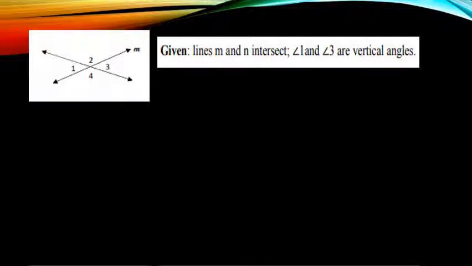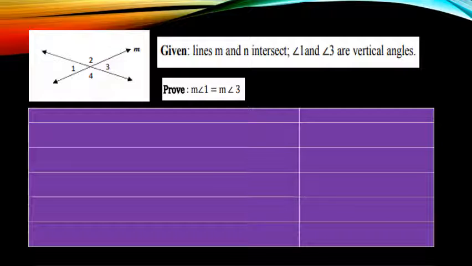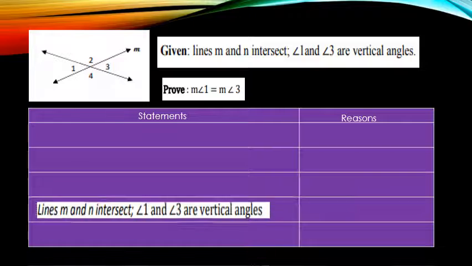This is an example of a two-column proof. We have the given: lines M and N intersect, and angle 1 and angle 3 are vertical angles. We have to prove that m angle 1 equals m angle 3. So we have the statements on one side, and the reasons on the other.